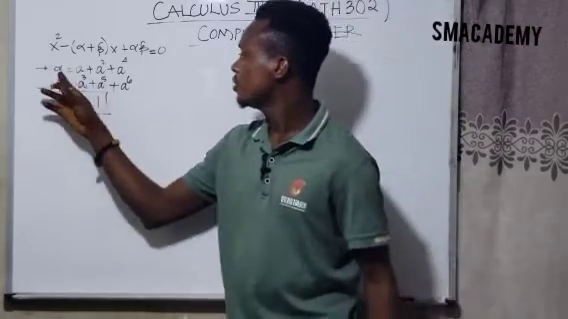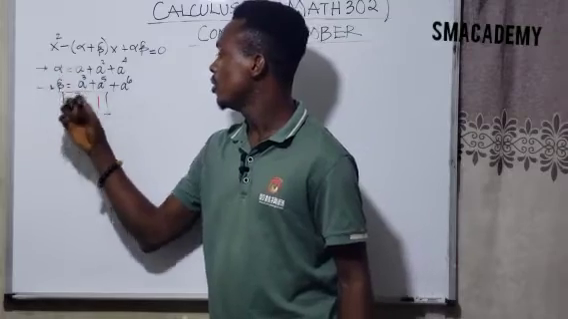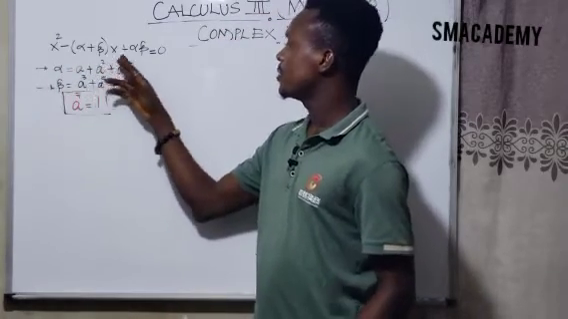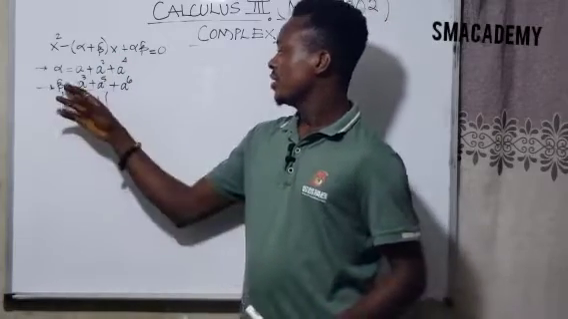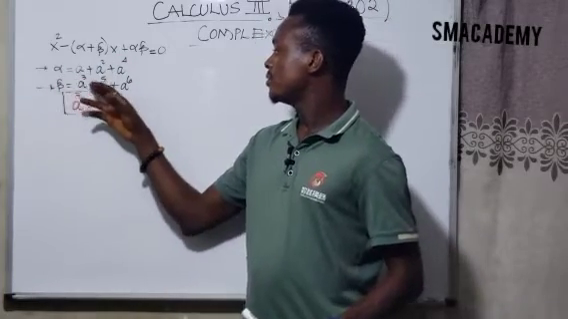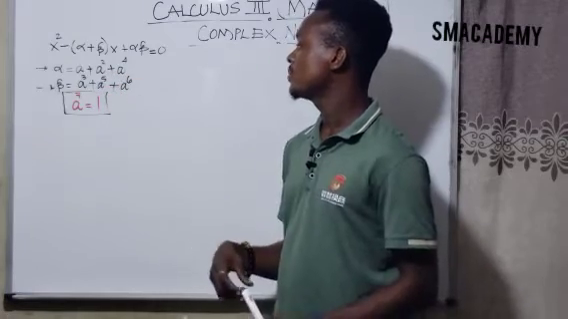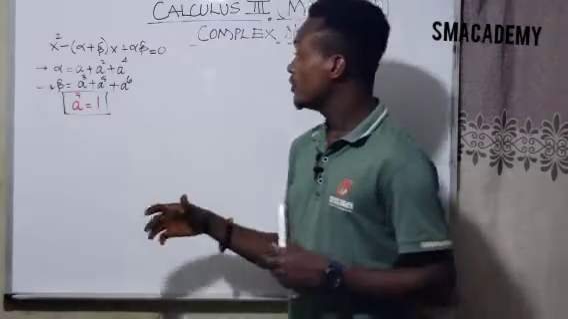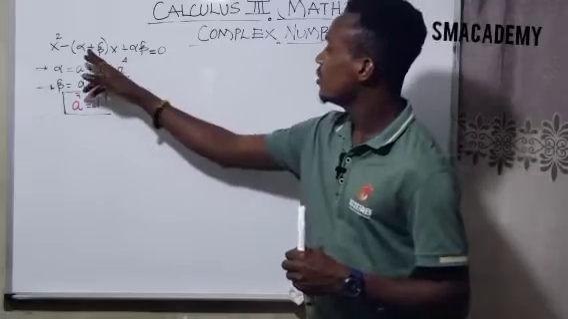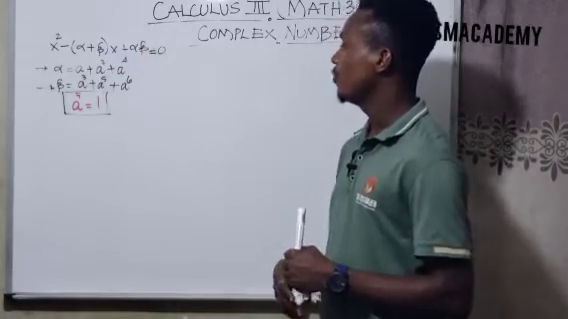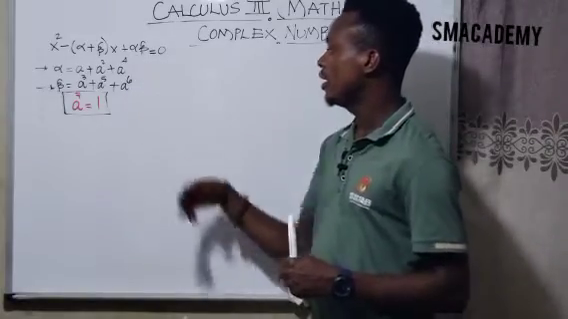From the question, the first root alpha is equal to a plus a squared plus a to the 4th power, and the second root beta is a to the 3rd power plus a to the 5th power plus a to the 6th power. So we have to find the sum of the roots and also the product of the roots in terms of a.